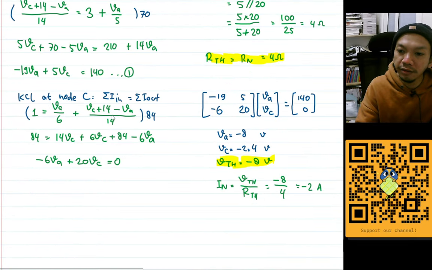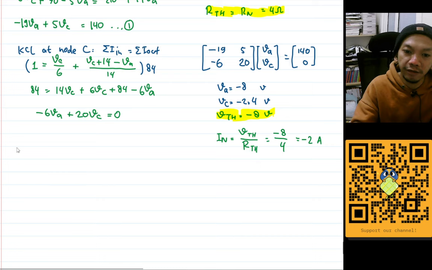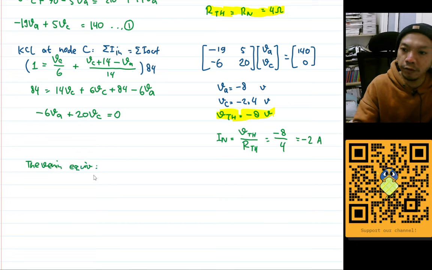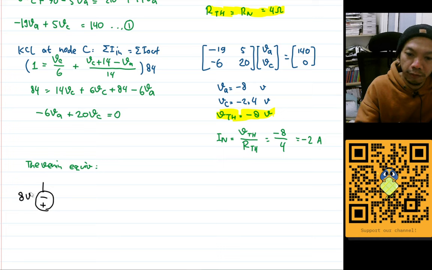And the equivalent circuit. So we can draw the equivalent circuit. So the Thevenin equivalent. Here we have the voltage is minus 8, so we can flip the sign. So we have minus and plus here. And this one will be 8 volt. And this one here, the resistance will be 4 ohm. And this is node A and this is node B.